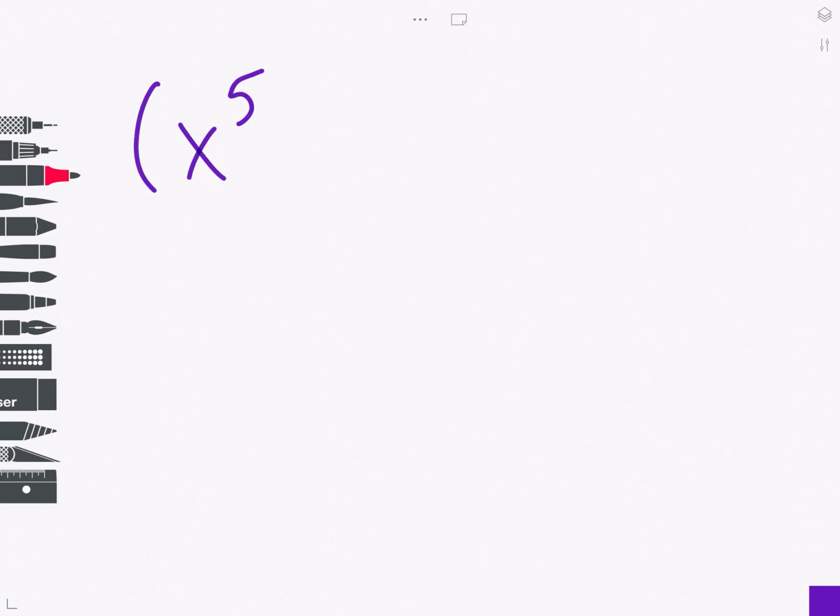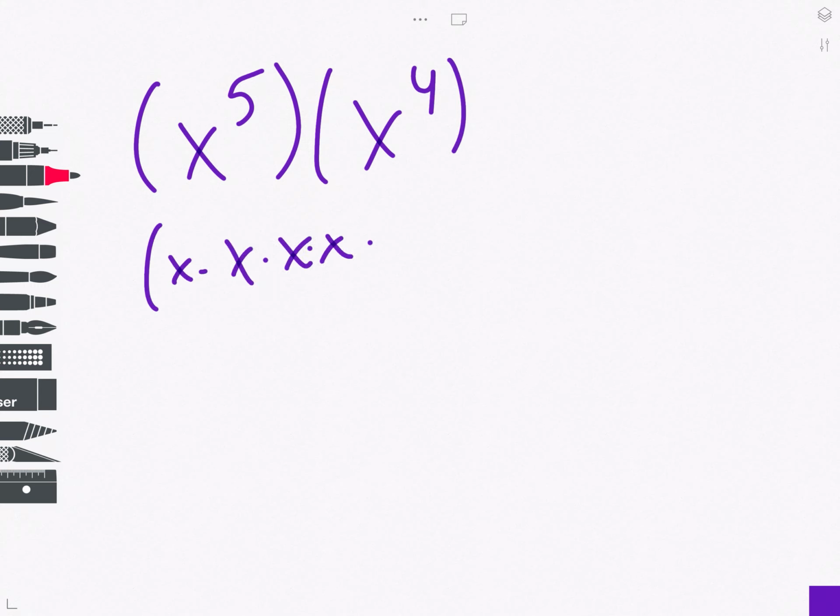What if you have a power times a power? What if you have like x to the fifth times x to the fourth? That'd be x times x times x times x times x, and that would be that. Gives me 1, 2, 3, 4, 5, 6, 7, 8, 9 of those.